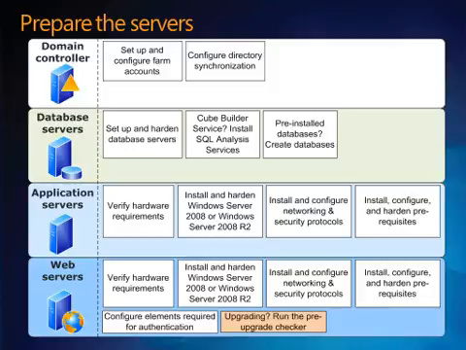For application servers, you need to verify hardware requirements, install and harden Windows Server 2008 or Windows Server 2008 R2, install and configure network security protocols, and then finally install, configure, and harden prerequisites. For the web servers or the web front end, again verify hardware requirements, install Windows Server 2008 or Windows Server 2008 R2, install and configure network security protocols, install, configure, and harden prerequisites, configure elements required for authentication, and if upgrading, run the pre-upgrade checker.